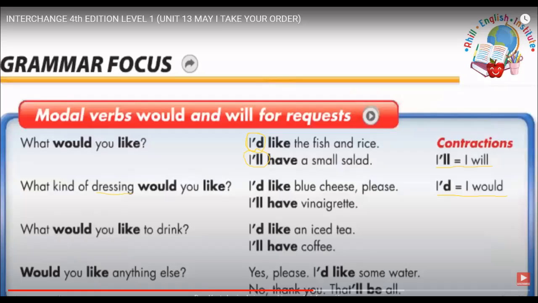Pero si usted, por ejemplo, busca usar would, tiene que utilizar el verbo con que usted hizo la pregunta. En este caso es like. Se dice, I like blue cheese, please. O si usted quiere utilizar will, lo tiene que utilizar con otro verbo. Normalmente lo utiliza con have. I'll have a vinaigrette. ¿Sí? Obtendré vinagreta, por decir así. Mora, you have a question, by the way.